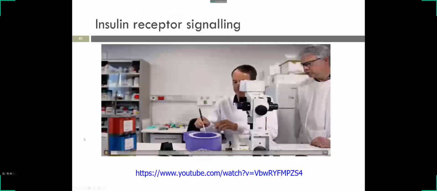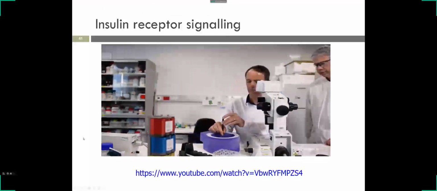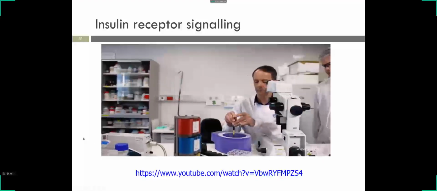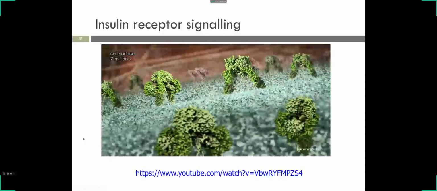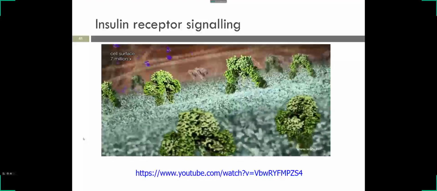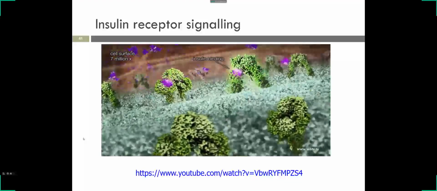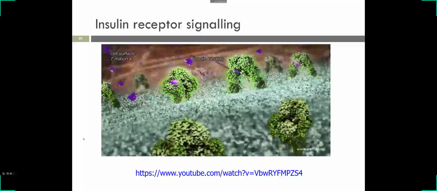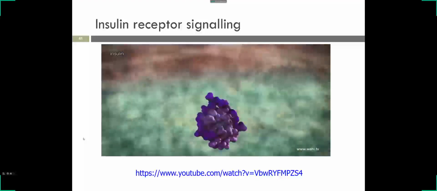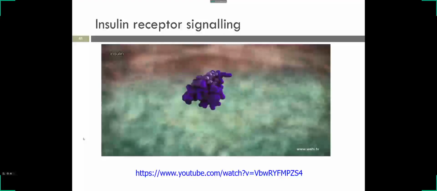There we go. Cell membrane, so it has a part outside, a part inside, and insulin binds to the part that is outside. Insulin is a small molecule whose structure was determined a long time ago, in 1969. But it's been unknown how it interacts with the receptor, and that is what we have discovered.